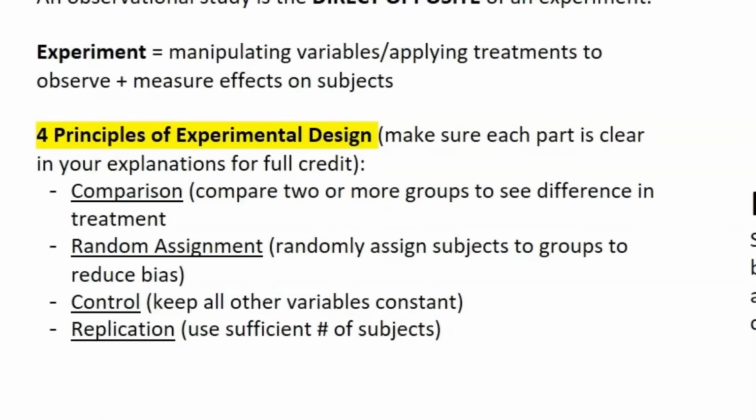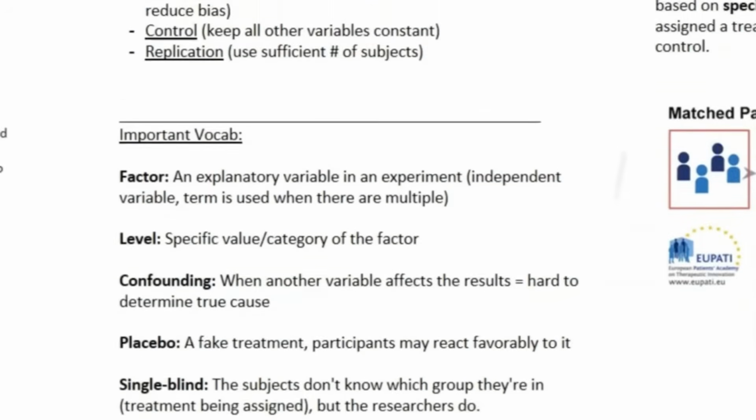Comparison. You want to compare 2 or more groups to see the difference in the treatment. Random assignment, just randomly assigning subjects to groups to reduce bias. You can also be randomly assigning treatments. Control, so you have to keep all variables constant. You've probably heard of this before. Replication, make sure you have enough subjects. So don't just do an experiment with 2 people. Do it with a sufficient number, a respectable amount.